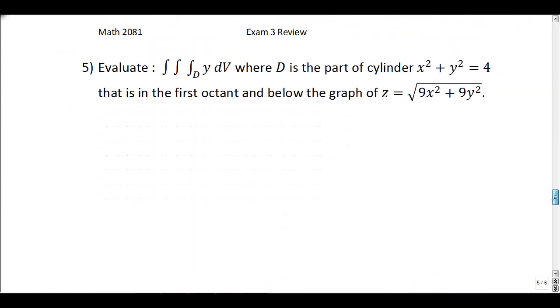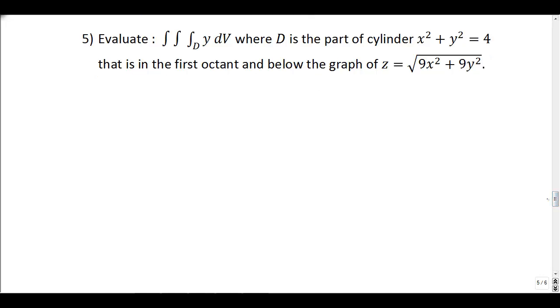Next one. I want to evaluate the triple integral over the region D, function y dV, where D is the part of the cylinder x squared plus y squared equals 4, but this is in the first octant and below the graph of z equals square root of 9x squared plus 9y squared.